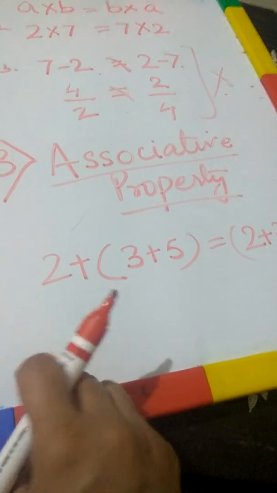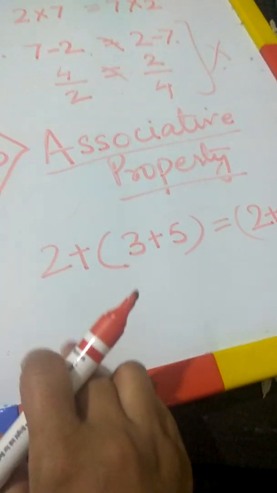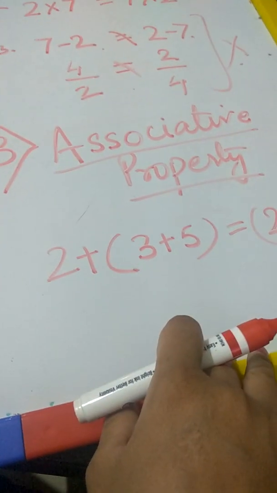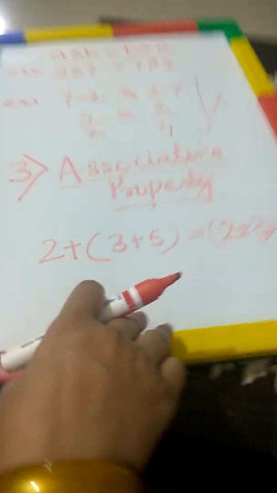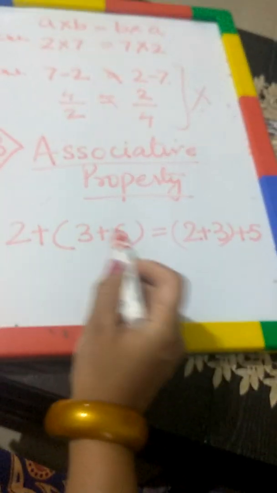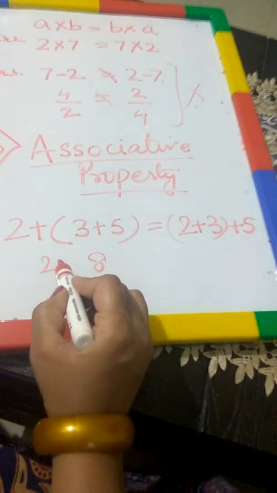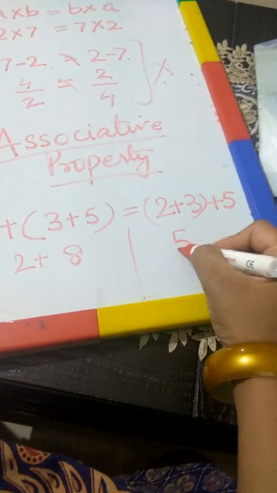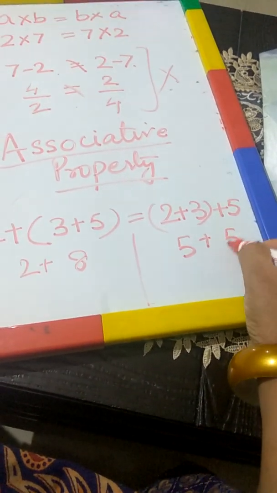Associative property means in addition the numbers can be added taking any two first. They can be added in any order. The answer will remain same. Let us see how. 3 plus 5 is 8. So this will become 2 plus 8. And here 2 plus 3 is 5. It will become 5 plus 5.